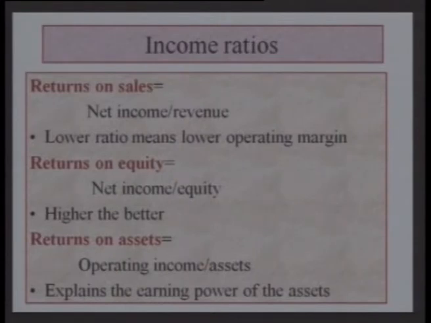Returns on equity is the net income to equity, that is the own funds. So as a proportion of own funds, what is the amount of profit which is generated? This should also be higher and higher. Returns on equity should be higher to show that the firm is doing very well. Returns on assets is the operating income to total assets. What proportion of total assets does this operating income constitute? That is what is reflected by returns on assets.